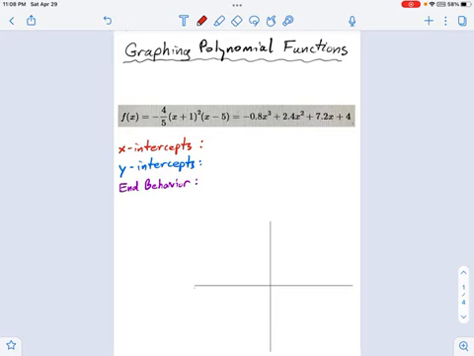I don't care at the moment about that squared, although that's important. I don't care about this -4/5, although that's important. For the x-intercepts, I only care about what's inside the parentheses. So let's go about doing this, and we're going to start with x plus 1.